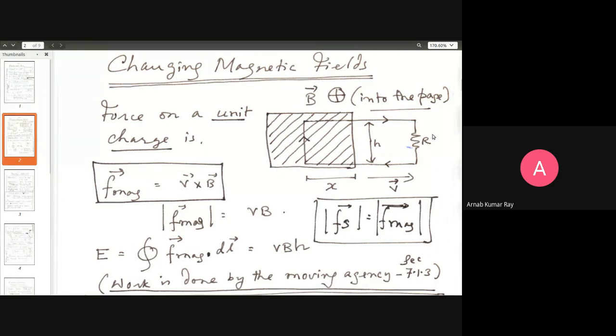Okay. Now, let us see what happens next. Let us say you are an experimenter. You are standing on the right hand side and you have pulled this wire to the right. You're holding this wire loop with your hand and you've pulled it to your right. So this wire loop will move to the right with a velocity v. The arrow over here indicates the movement of the wire to the right with a velocity v.